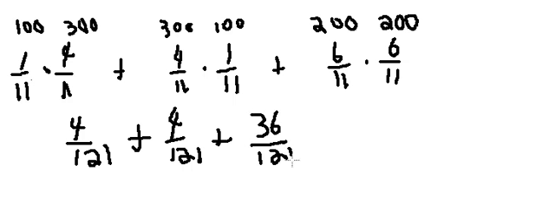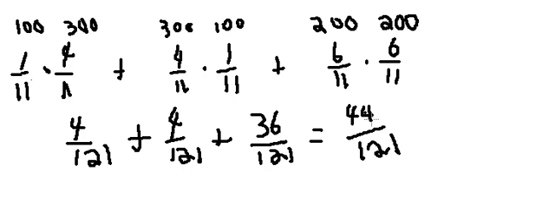And then you just do the math. The denominators stay the same when you're adding fractions. So you got 36 plus 4 plus 4. 36 plus 4 is 40. 40 plus 4 is 44. Some of you already did that in your head. Great job. Over 121. And now just reduce this.